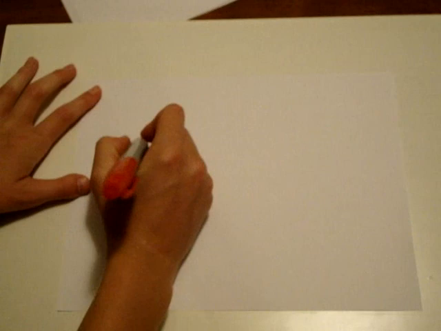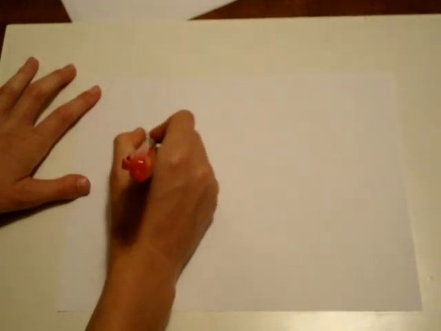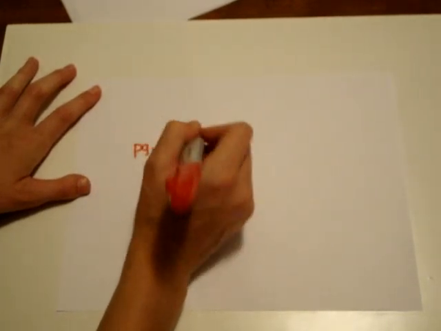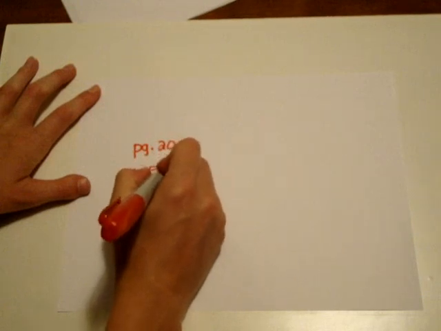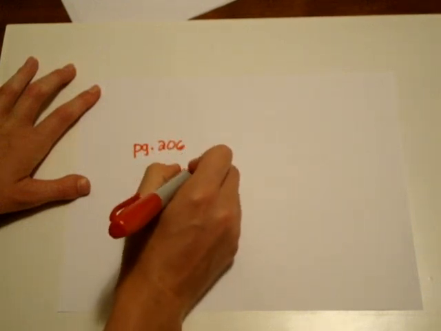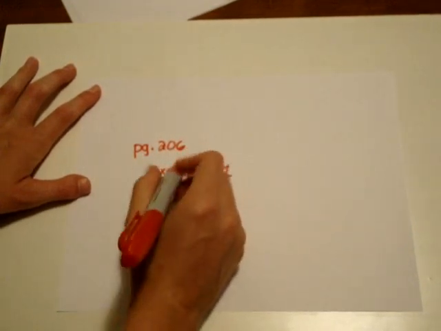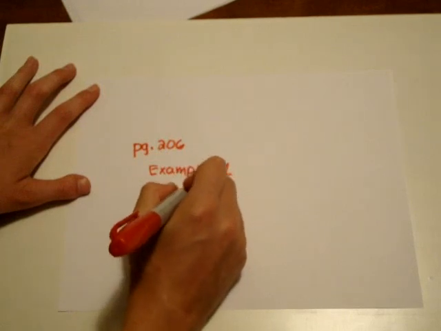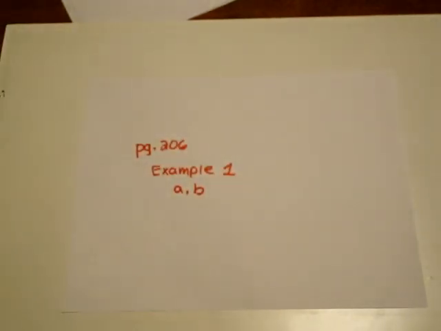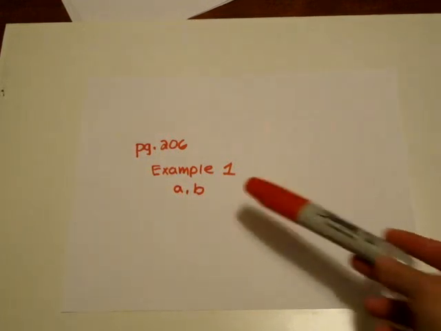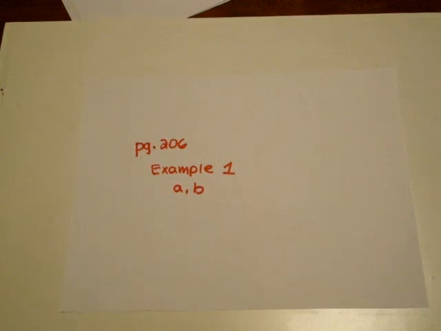Now that we've done an example, you should try this for yourself. So in the book, on page 206, try example 1A and B. The book also provides good explanations for the answers, so right now, pause your video and work through these examples in your notes.